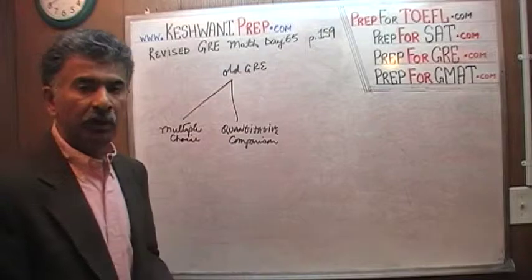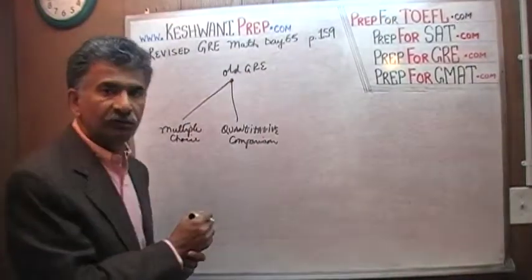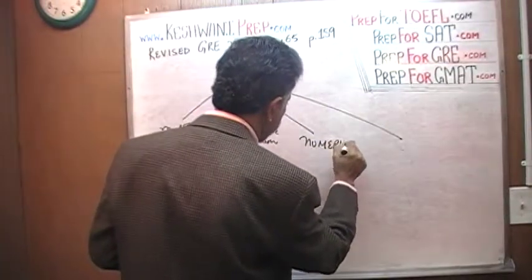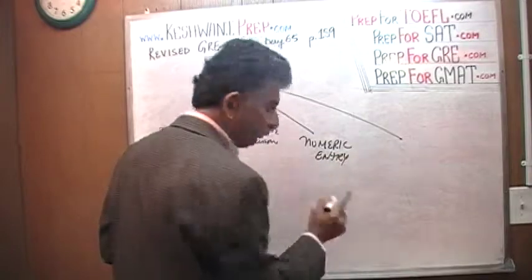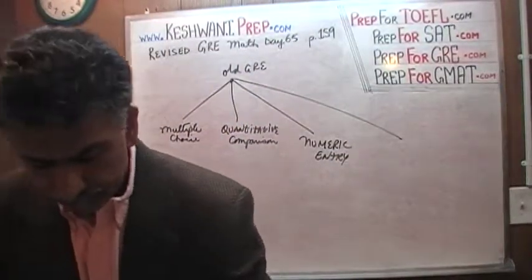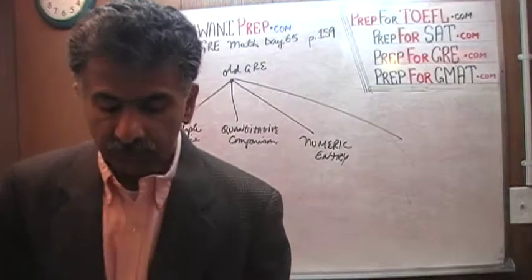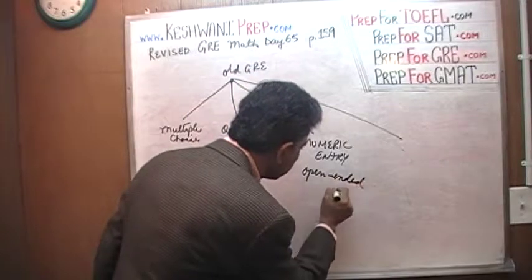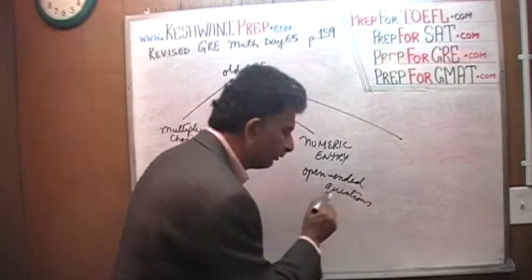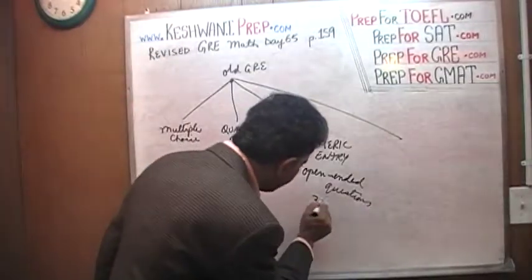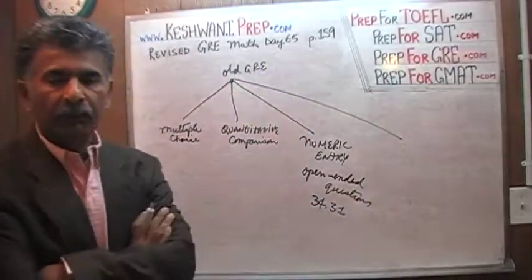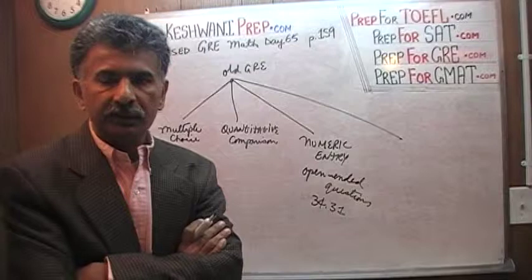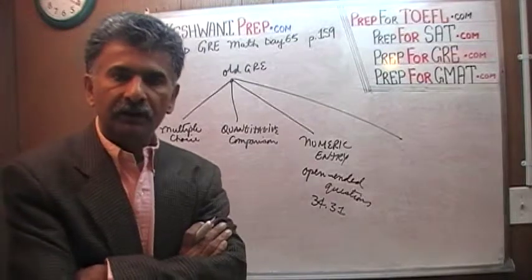But they have introduced two more animals. So now the questions come in four flavors. The third one is what we are looking at there on page number 159, what they refer to as numeric entry. These are open-ended questions. Your job is to figure out the answer, and if the answer happens to be 34.31, then you must enter 34.31. If you just enter 34, if you just enter 34.3, you won't get credit for it. You must enter the answer as you are required to.